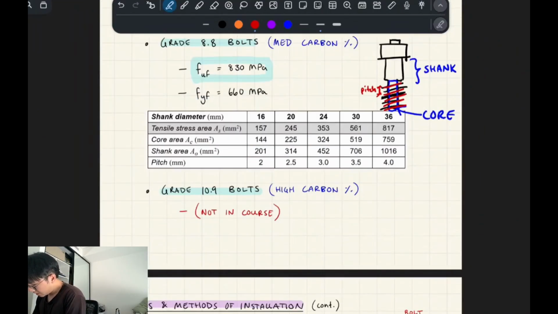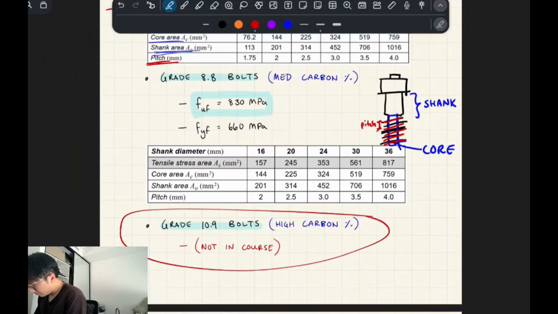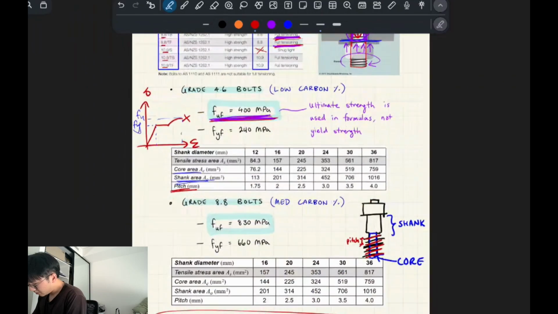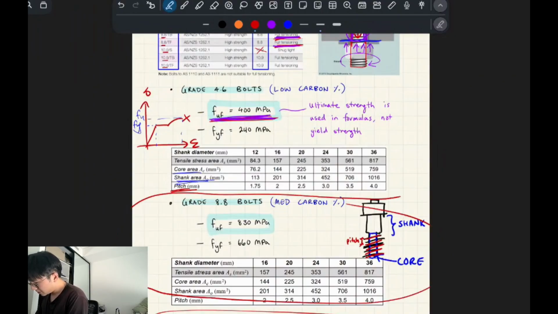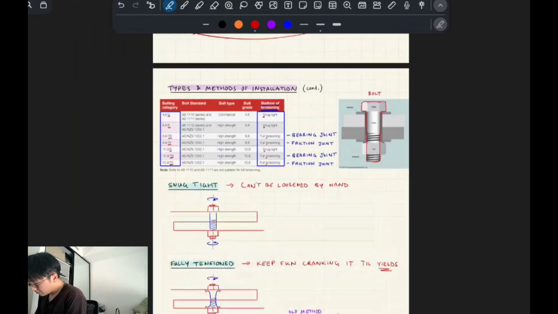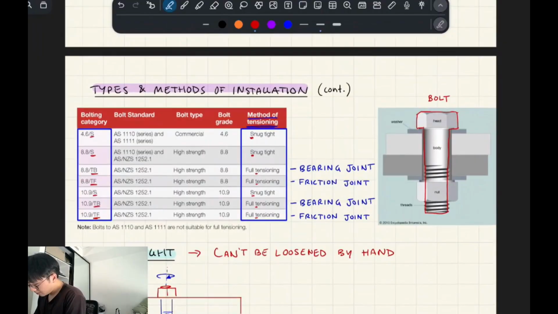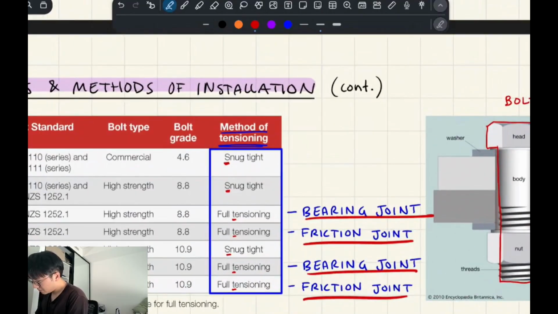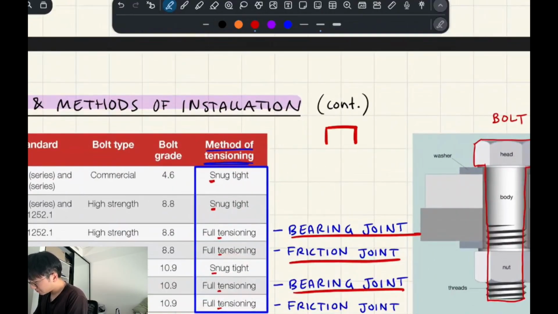Okay, and then for the grade 10.9 bolts, it's not in this course, basically. So this table is associated with the 4.6 bolts. This table is associated with the 8.8 bolts, okay? All right, methods of installation. The only thing that I haven't talked about yet is bearing and friction joints. So essentially, if you've got, okay, how do I set this up? Let's go like that.